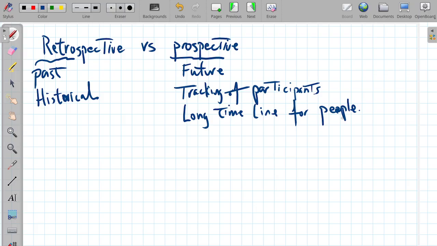So there are some advantages to a prospective study in that you don't have to modify your results to take into account characteristics that are no longer present. Okay, let's move on. I think that's about it for studies.